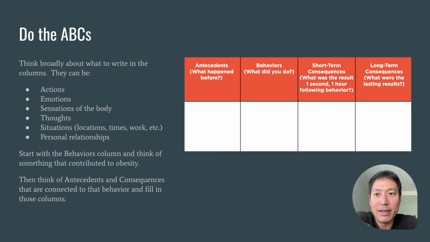Things that can go into the columns can be actions, emotions, sensations of the body, thoughts, situations, which can be broken up into locations, times, workplace, etc. Personal relationships, all these things can meet criteria to fit into each column. So what we say is to start with the behavior column, since that's the target, and think about what happened before and after that behavior.